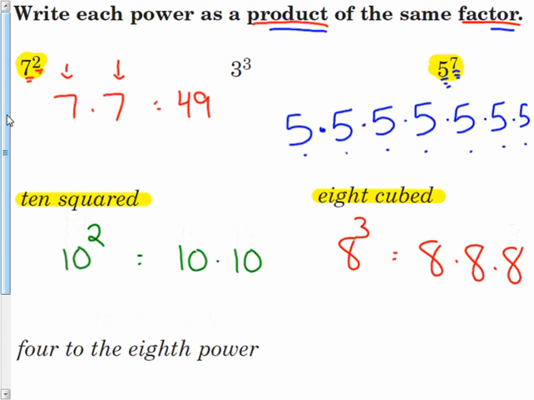You'll see in the first example, I did even find the answer, just to get the point across, but you don't necessarily even have to. That's going to be the next step. When you're asked to write a power as the product of the same factor, what you really are looking for is what multiplication problem that exponent means.